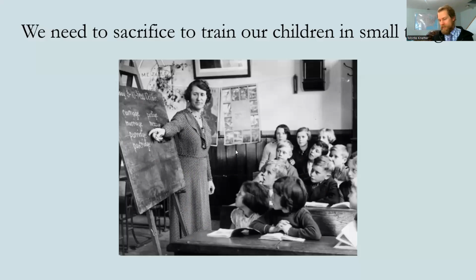5th, we need to sacrifice to train our children in small things. Now, the most important book by one of the 19th century's most important philosophers was Soren Kierkegaard's Concluding Unscientific Postscript to Philosophical Fragments. It initially sold only 60 copies. I mean, granted, he did himself no favors with the title. Fair enough. Many things of importance take time to ripen and become important.